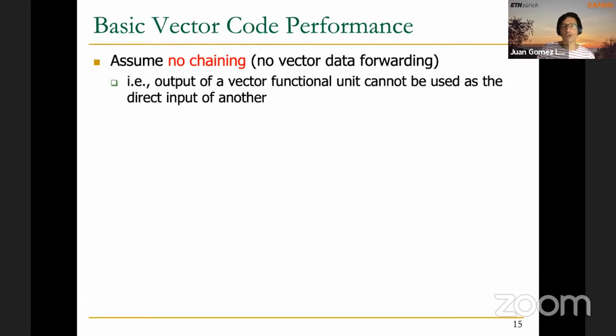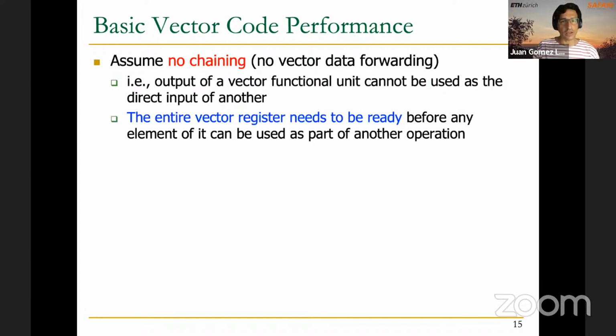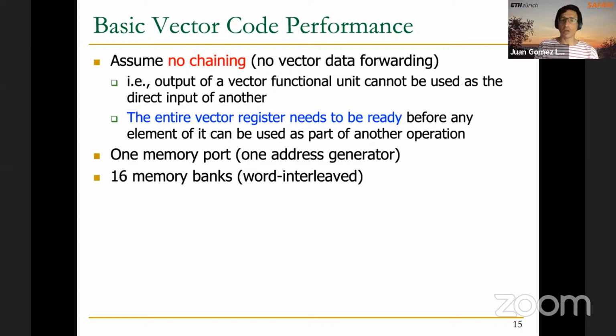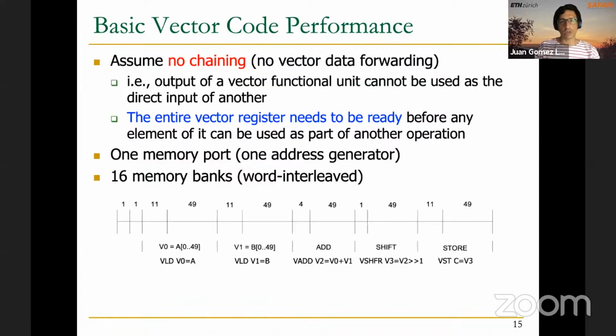Okay, so for now, we are going to assume no chaining. No chaining means that there is no data forwarding across processing elements. You will see what chaining is in the next slide, actually. So we assume that the entire vector register is ready before starting the execution of the next instruction. Another assumption here is that we only have one memory port per memory bank, and also one single address generator. In our example, we are going to consider that we have 16 memory banks. That's what we were considering in the previous figure, and this is how the instructions are going to be executed.